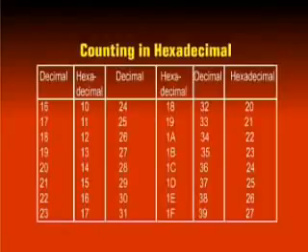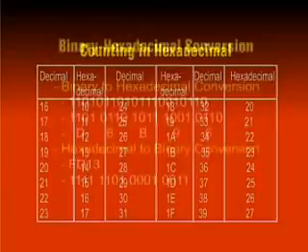To represent the decimal number 32, the hexadecimal number used is 20. So for the next 16 decimal values starting from 32, the hexadecimal equivalent value would be a 2-digit number, the most significant digit being a 2 and the least significant digit varying from 0 to F.